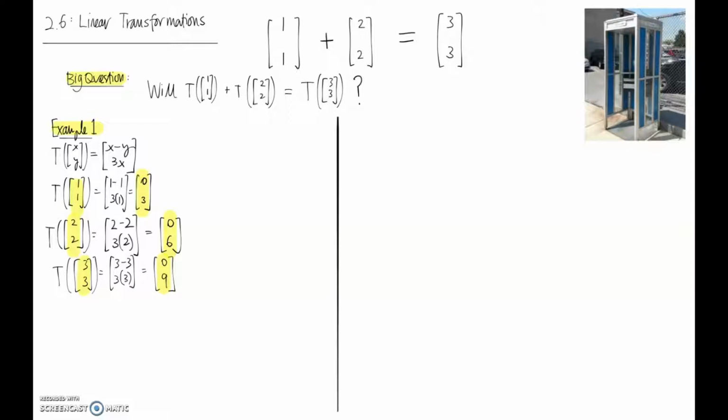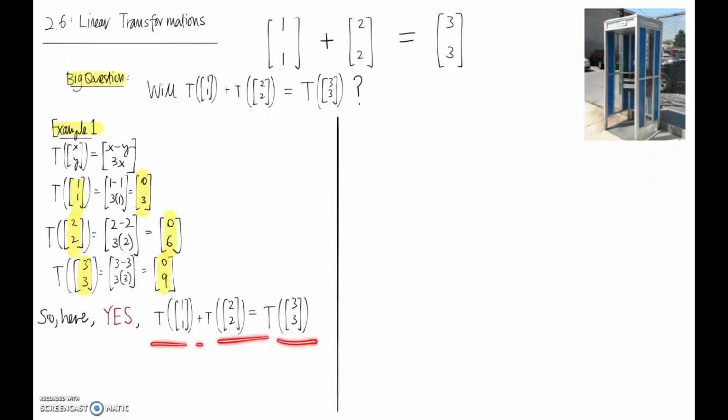We can see right off the bat that these two vectors went through the transformation, and their sum is still this third vector after it went through the transformation. So here, yes, things that added together to a third vector, even after going through this transformation, still added together to that third transformed vector.